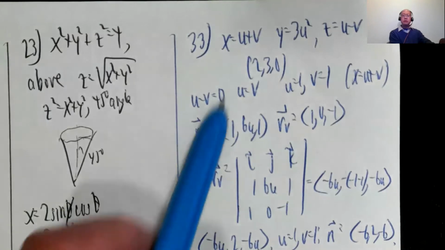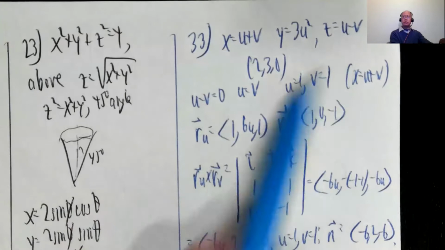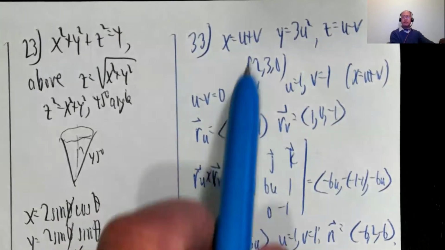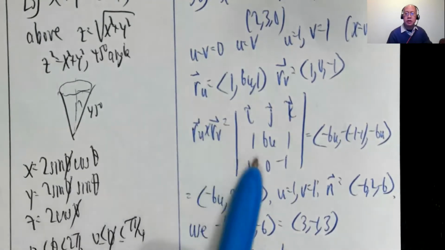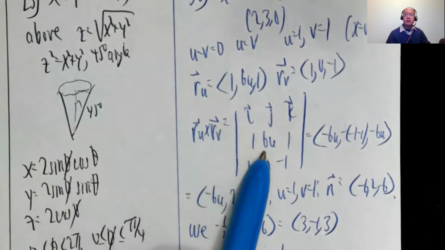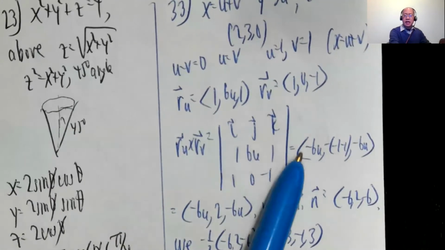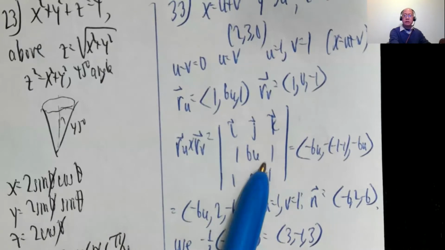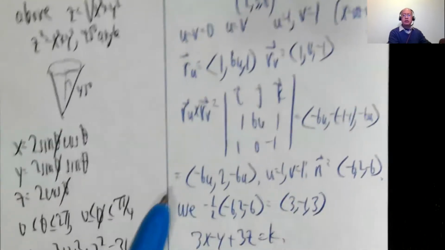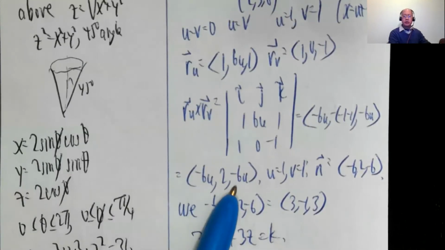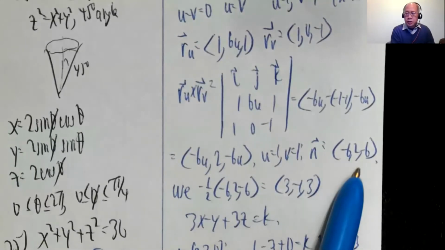Okay, r sub u, differentiate with respect to u: 1, 6u, 1. r sub v, differentiate with respect to v: 1, nothing, negative 1. Take the cross product of r_u and r_v. So i j k, 1, 6u, 1, 1, 0, negative 1. So that minus that is negative 6u. The opposite of negative 1 minus 1 becomes a positive 2. And then the k component is nothing minus 6u. So negative 6u, 2, and negative 6u. Plug in u as 1 and v as 1, you get negative 6, 2, negative 6.